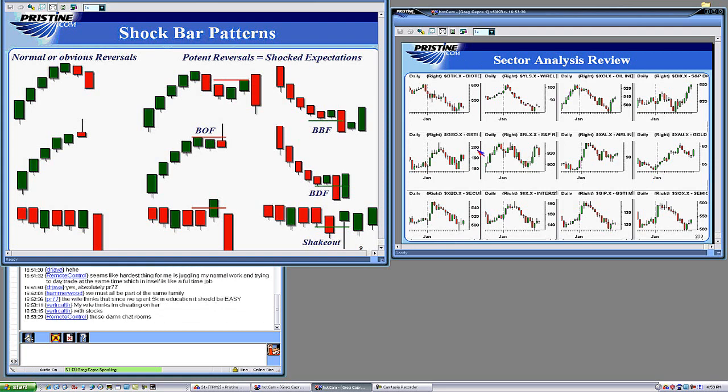All right, let's continue. You have to set up your software so that it helps you do your analysis more easily and quickly. So a sector page where you can bring up multiple sectors at the same time, and do your analysis of trends, support, resistance, and patterns.